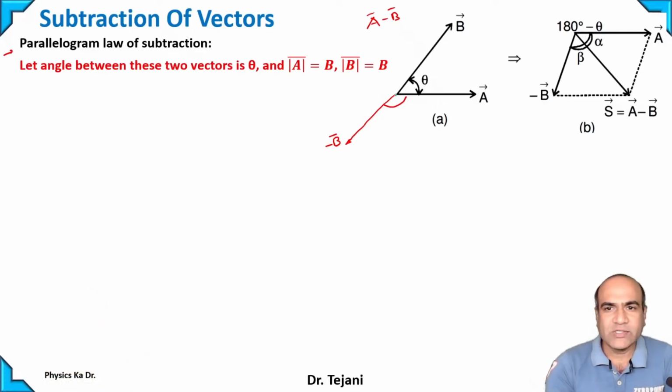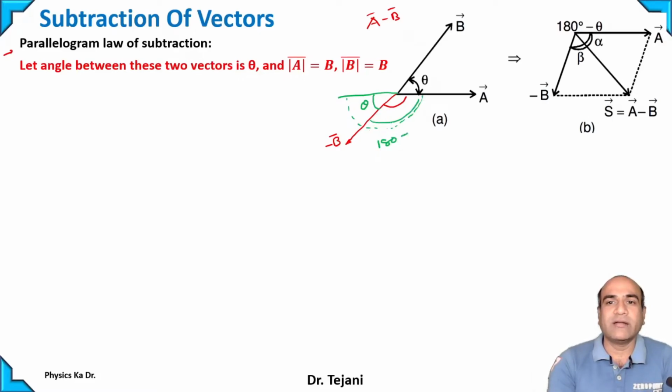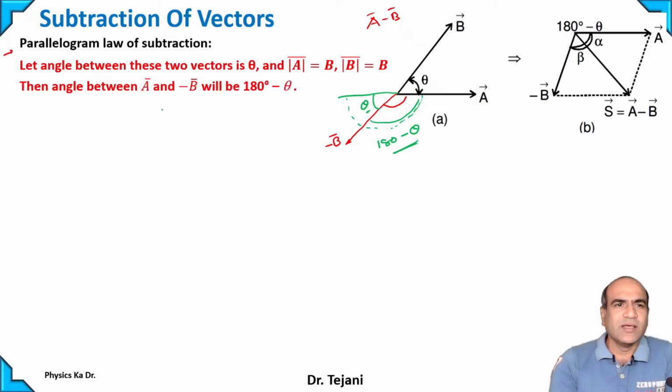We already studied so many times that opposite angles are equal, and this total angle is 180. Therefore, that internal angle becomes 180 minus this theta. Now the problem is solved. So the angle between A bar and minus B bar will be 180 minus theta, that we already saw here.